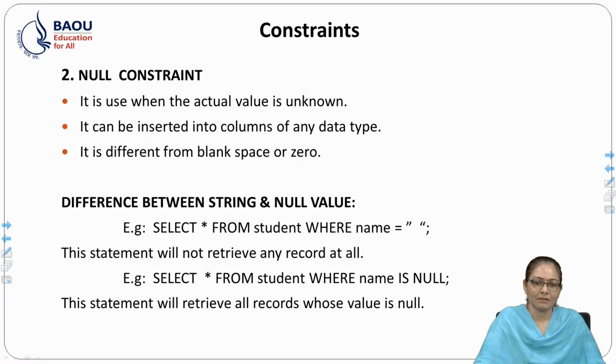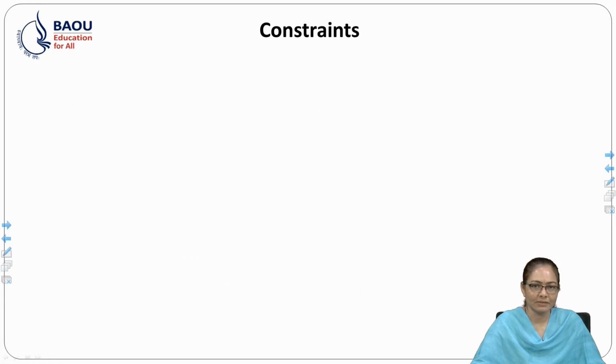See, when we use a null value, for example, select star from student where name is null. See, the null value is fetched like this: is null. This statement retrieves all the records whose values are null. Now, the not null constraint.